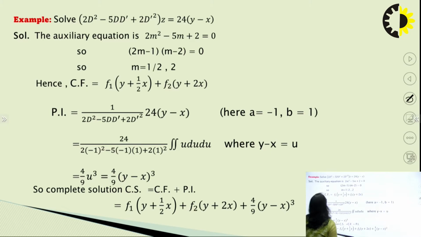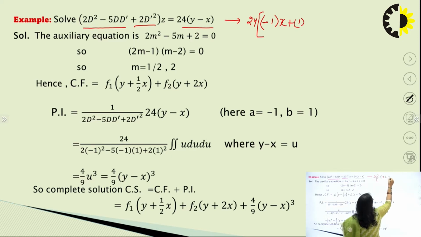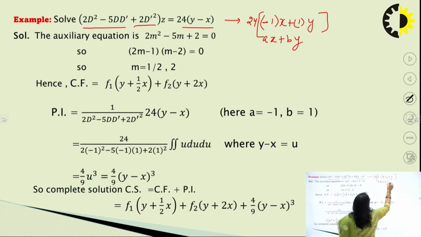So let us consider an example. Suppose we need to solve (2D squared minus 5DD' plus 2D' squared)z equals 24(y minus x). Now as I can see on the right hand side, this 24(y minus x) is actually 24 times (minus 1 into x plus 1 into y). So comparing it with ax plus by, I get a as minus 1 and b as 1.